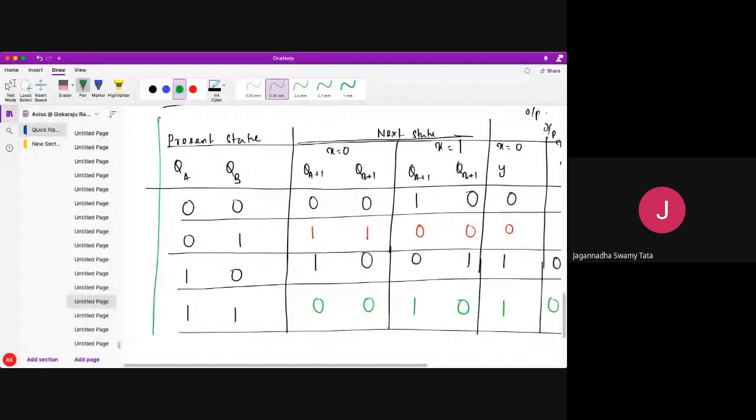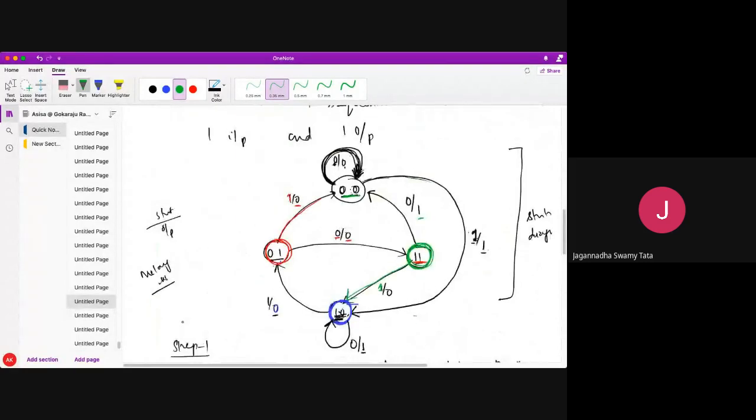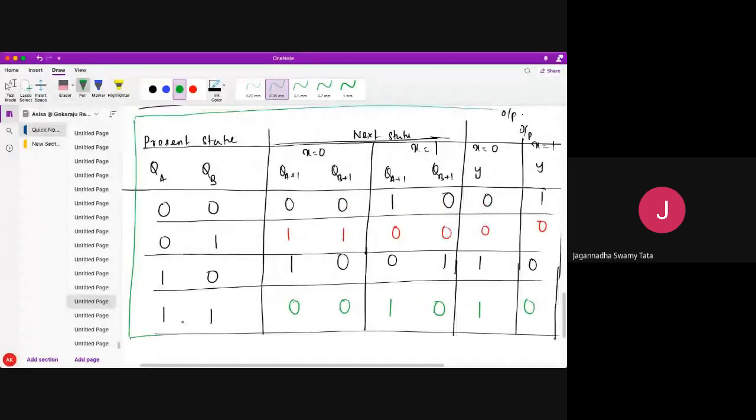So do you all understand from where I have got this state table? From the given state diagram only. So this will be given in your question. You have to derive the state table first. Do you all understand or any doubt? Please unmute and tell me. Any doubt?